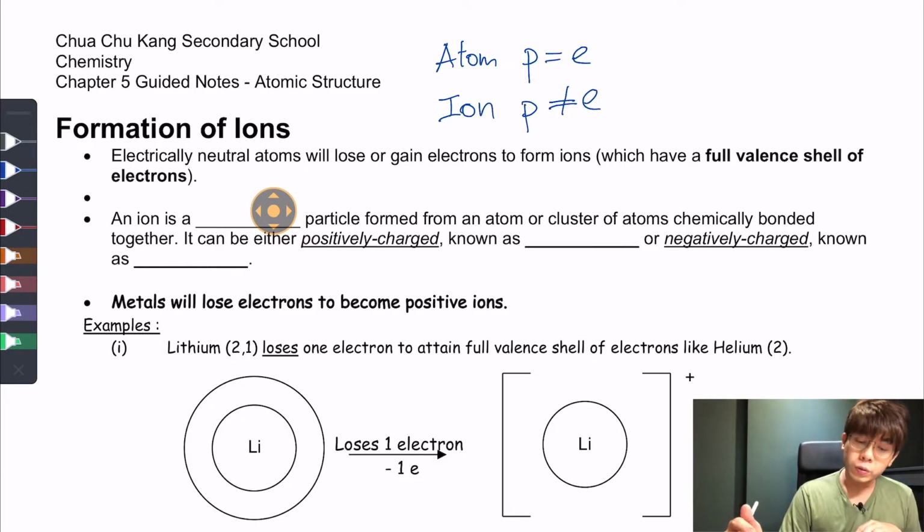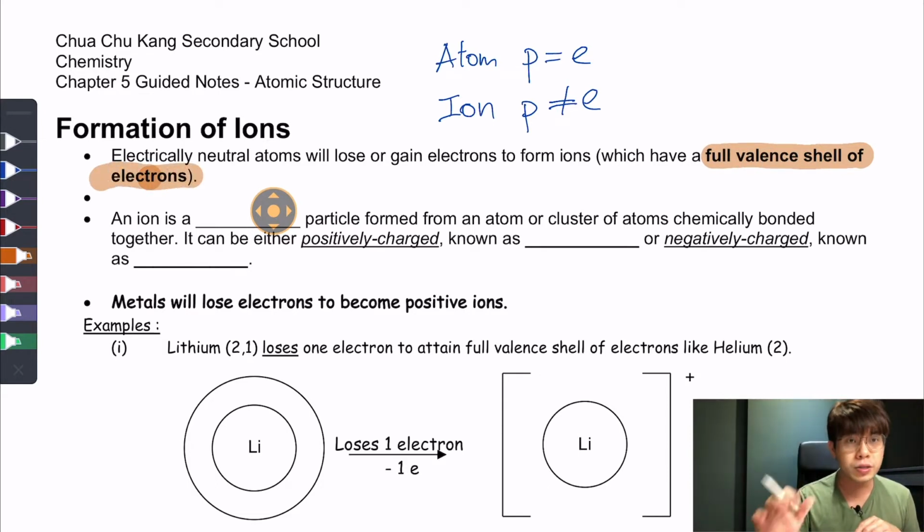Okay, so why do ions form? At least now in secondary school, what we will learn is that ions form in order to have a full valence shell of electrons. Now let's recall, what does valence shell mean? Valence shell means outermost shell.